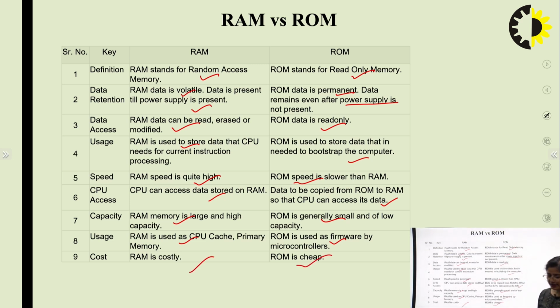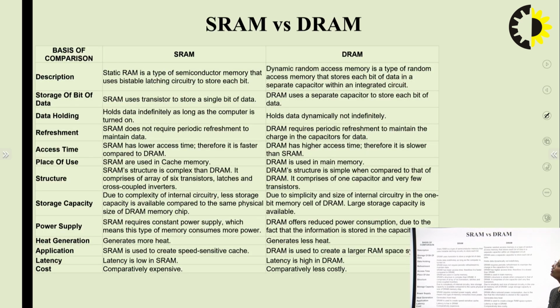So this is the difference between RAM and ROM. Now the next category, types of RAM, is SRAM and DRAM. As I told, SRAM is more expensive as compared to DRAM, and SRAM has higher speed than DRAM. Then what are the basic differences between SRAM and DRAM? Let's see the differences first.